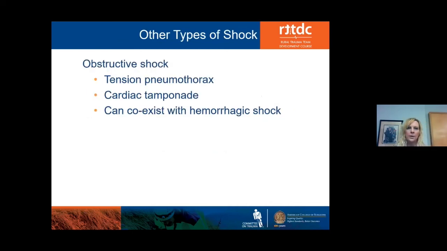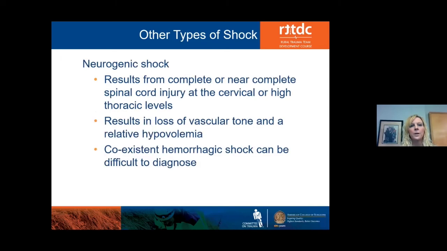So we say the most common cause of shock in trauma patients is going to be hemorrhage. You always have to exclude hemorrhage as a cause, but that doesn't mean that there aren't other types of shock that the patients could come in with. Obstructive shock, I know you talked about tension pneumothoraces and cardiac tamponade in the earlier lecture, but you have to remember that these things can coexist with hemorrhagic shock. So you always want to be looking at these things and ruling them out as you go.